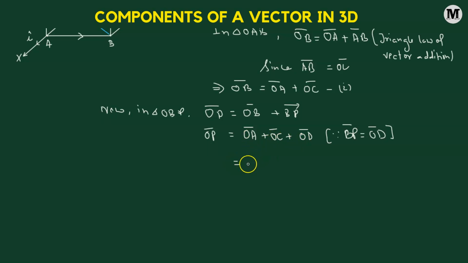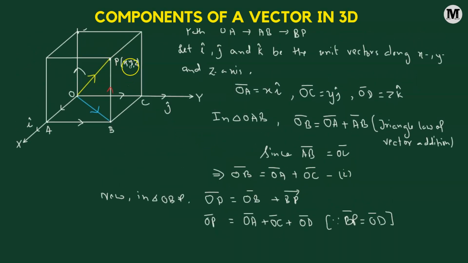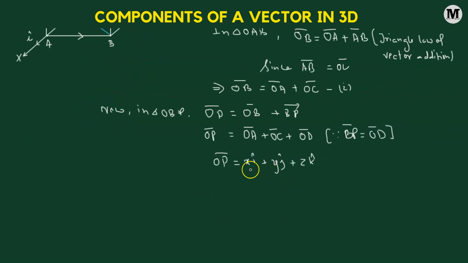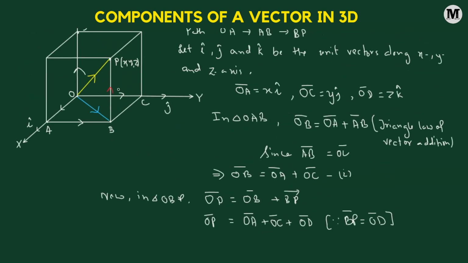We've already considered OA vector to be x times i cap, OC vector to be y times j cap and OD vector to be z times k cap. So here we have successfully expressed the position vector of the point P having coordinates x, y and z as the vector xi cap plus yj cap plus zk cap. Next, we'll try to find out the magnitude of OP.